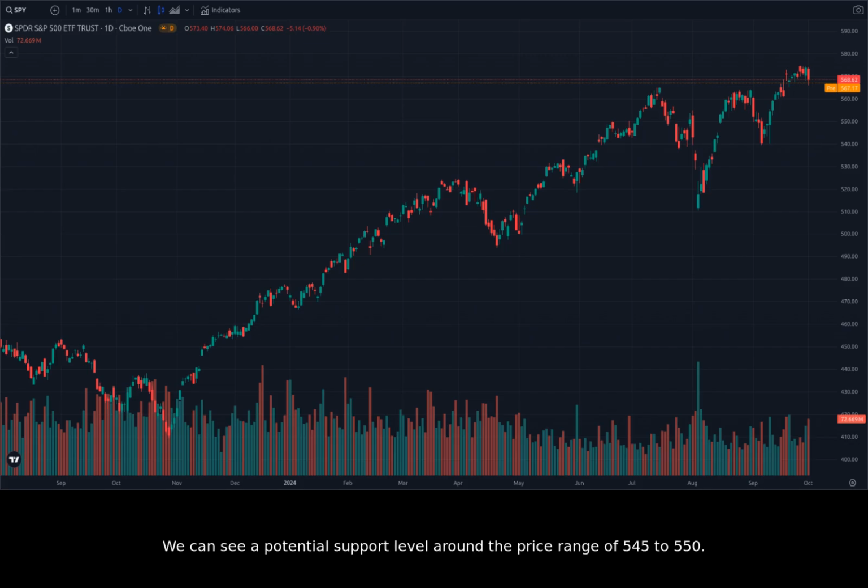We can see a potential support level around the price range of 545 to 550. This level has been tested multiple times in the past and acted as a support floor. If the SPY were to break below this level, it would signal a significant shift in sentiment. However, the current price action suggests that the SPY is likely to find support at this level.